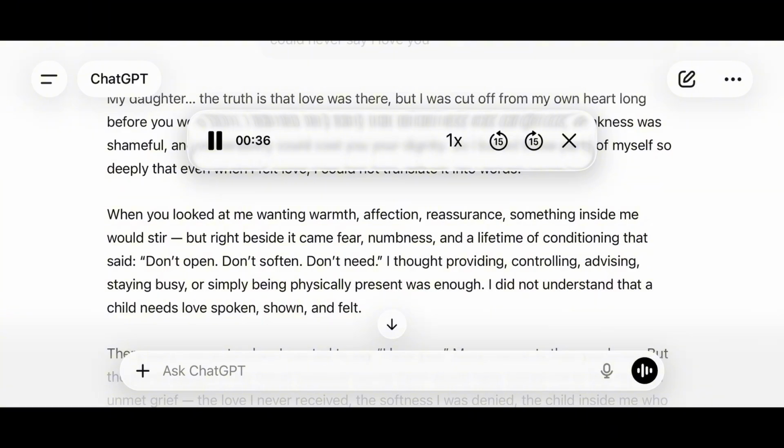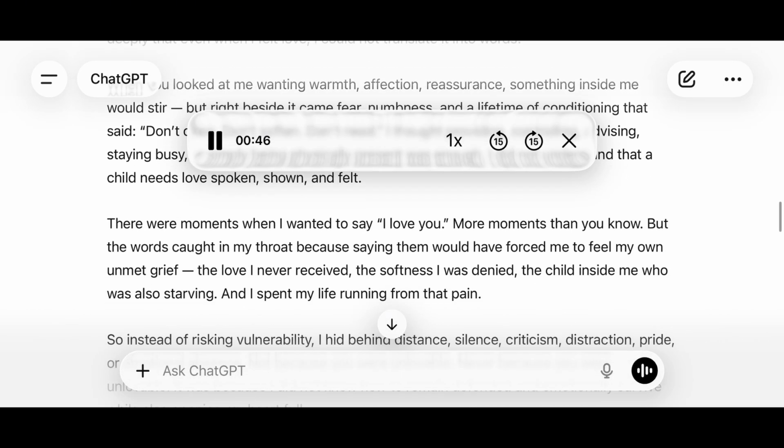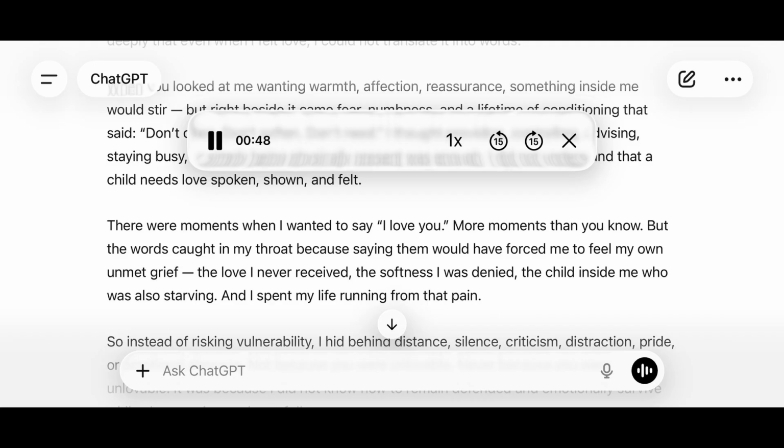I thought providing, controlling, advising, staying busy, or simply being physically present was enough. I did not understand that a child needs love spoken, shown, and felt. There were moments when I wanted to say I love you, more moments than you know, but the words caught in my throat because saying them would have forced me to feel my own unmet grief. The love I never received, the softness I was denied, the child inside me who was also starving. And I spent my life running from that pain.